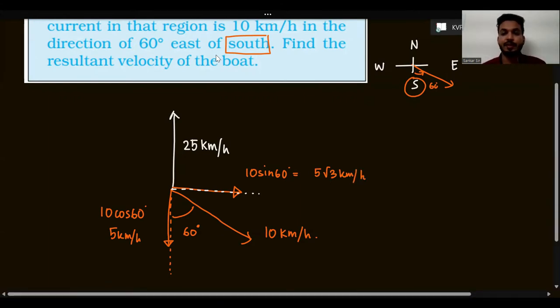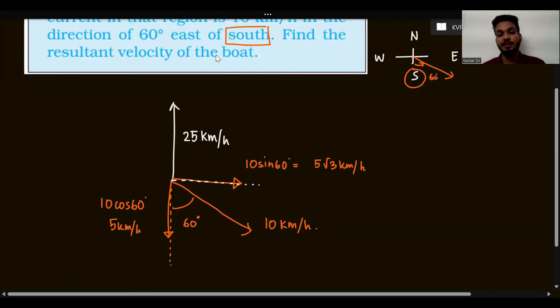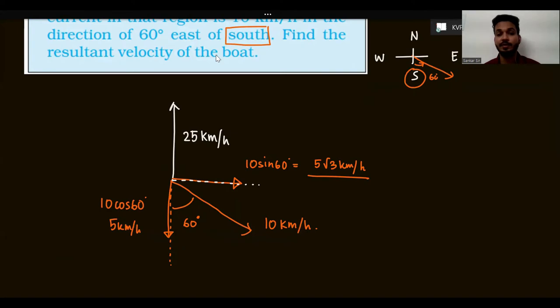So essentially you have three vectors now. I got rid of this 10 kilometer per hour. I broke it into two vectors, one pointing right side, one pointing downwards. Now what is the use of this? The fun part is that 25 and now 5 kilometer per hour are exactly opposite to each other. I can say the net resultant of these two vectors will be 20 kilometers per hour in the upwards direction. Since 25 is upwards and 5 is exactly downwards, in the minus y and this is plus y, when they are just opposite of each other, I can simply subtract them.